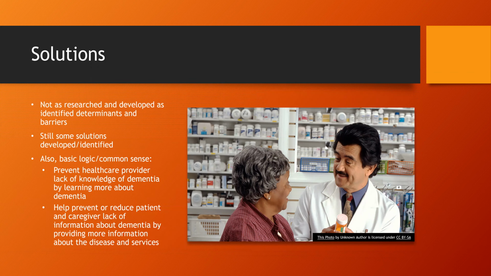Here, it's important to note that potential solutions for the identified socioeconomic determinants of Alzheimer's and other dementias have not been developed and researched to the same extent that the determinants and barriers themselves have. However, there are a few that have been identified that are relevant to healthcare providers. And of course, there is still basic logic and common sense. For example, you can prevent healthcare provider lack of knowledge about dementia by learning more about dementia, and you can help prevent or reduce patient and caregiver lack of information about dementia by providing them with more information about the disease and available services. Just obvious common sense stuff.